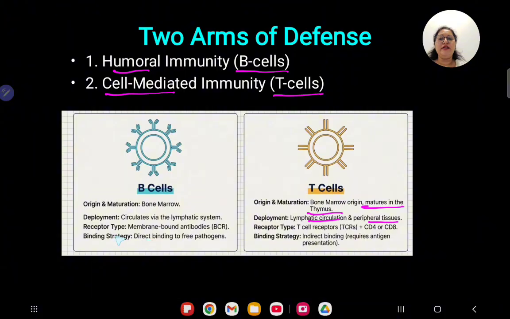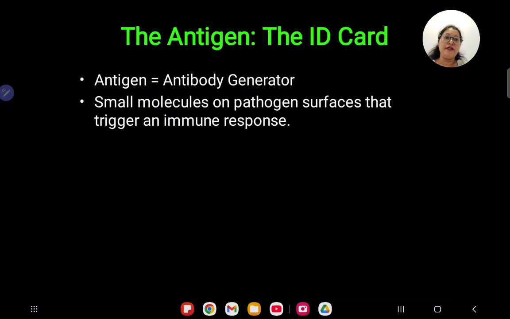The main thing that we need to know about is the receptor type. B cells have membrane-bound antibodies, whereas for T cells, the receptors are of CD4 and CD8 types. Let's quickly move on to the next part, which is the antigen.